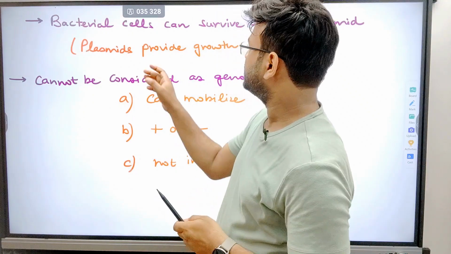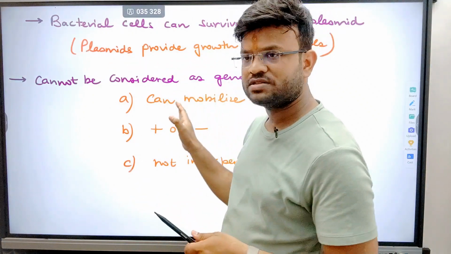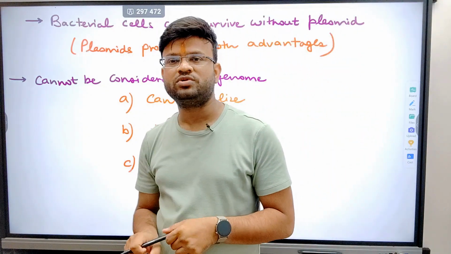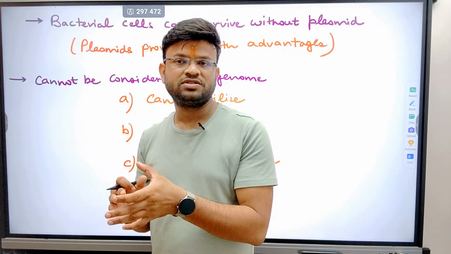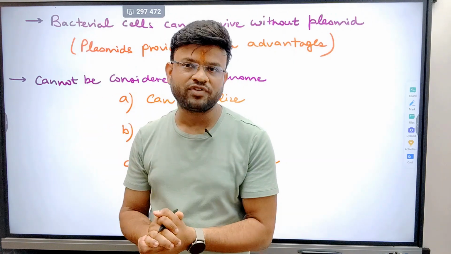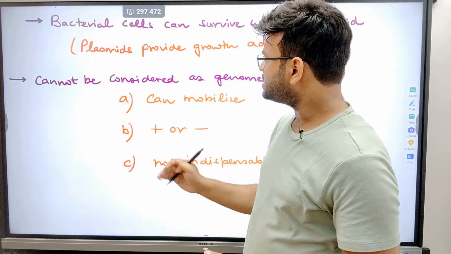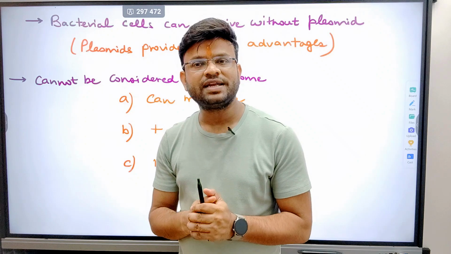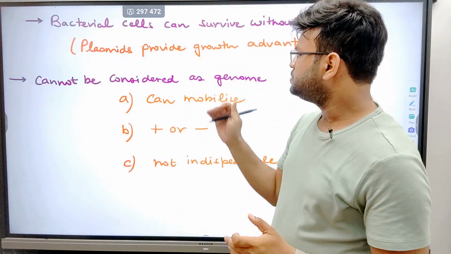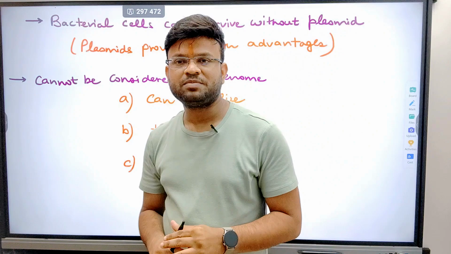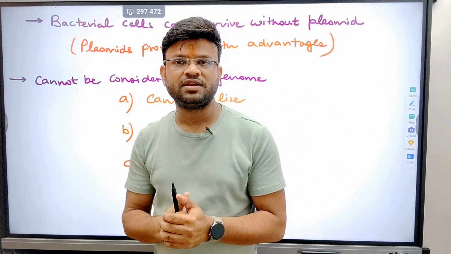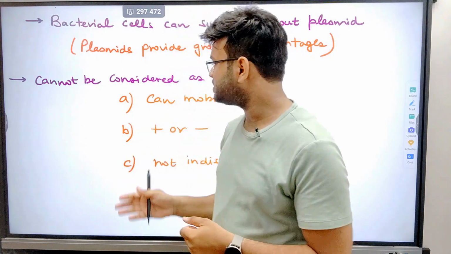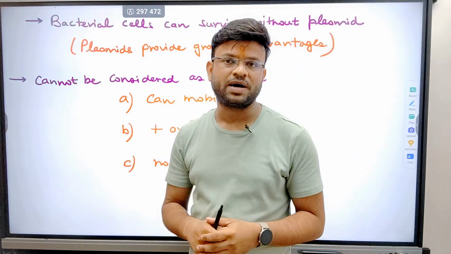This is the important thing. Plasmids provide growth advantage. This already I have explained to you. Cannot be considered as genome. I have already told you that the chromosomal material or the genetic material is different from that of a plasmid. Why cannot we consider it as a genome? These are certain points that I have jotted down to explain why it cannot be considered as a genome. Because it can mobilize. That means plasmids can be transferred from one bacteria to another bacteria, but the chromosomal material cannot be transferred. This is the reason why we can say that it is not a part of genome.